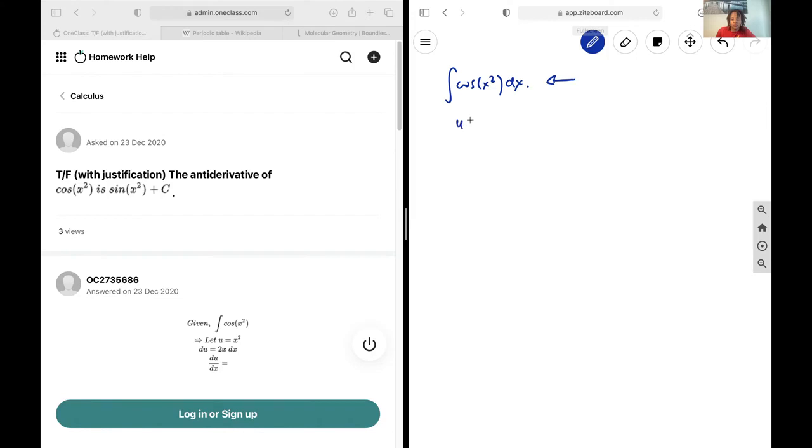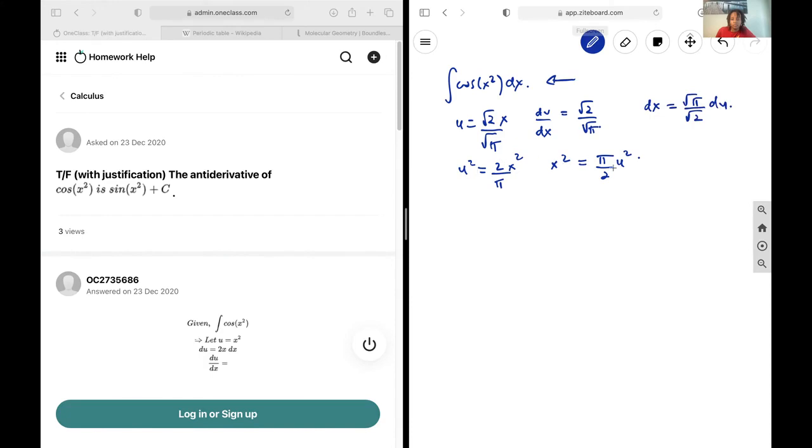We're going to state that u is equal to root 2 over root pi of x. And so du over dx is just going to give us root 2 over root pi. And u squared is going to be 2 over pi x squared. And so x squared is going to be pi over 2 u squared. Here we're going to isolate dx, which is equal to root pi over root 2 du.